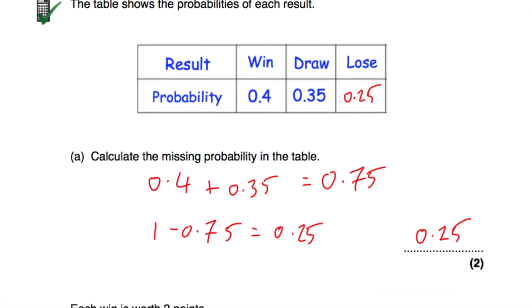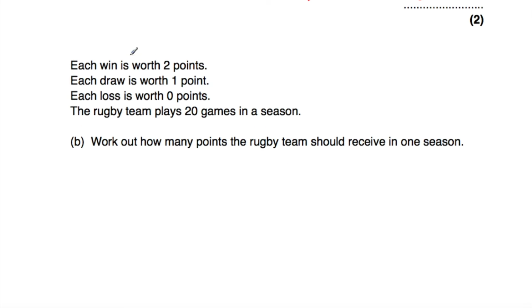Okay, and then if we go on down, part B. Part B says that each win is worth 2 points, each draw is worth 1 point, and each loss is worth 0 points. The rugby team played 20 games in a season, and we've been asked to work out how many points the rugby team should receive in one season. Okay, so let's work out how many points they should receive in a season.